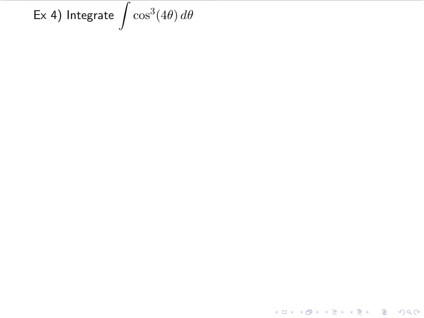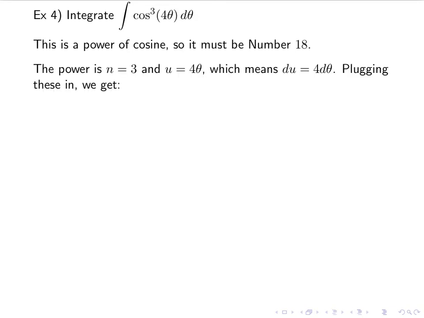Okay, so let's try another one. Integrate the integral of cosine cubed of 4 theta d theta. So this is a trig function, so we want to look at those last few options. And it's a power of cosine, so that means it has to be number 18. So the power is n in the table, but our power is 3 here, so n is 3. U is what's inside the cosine, so u is 4 theta. So du is 4 d theta.